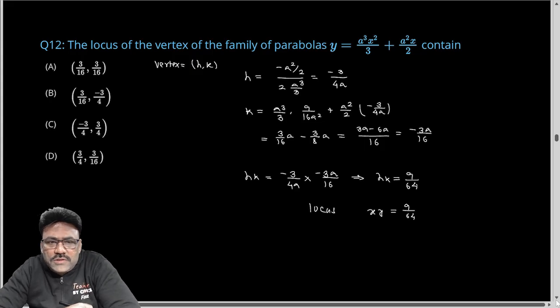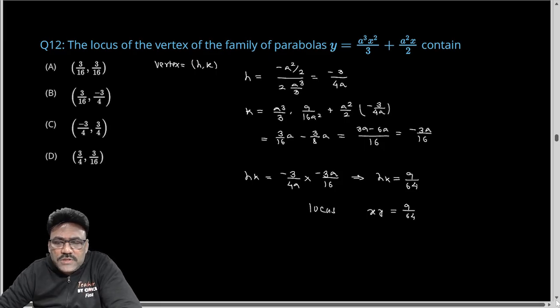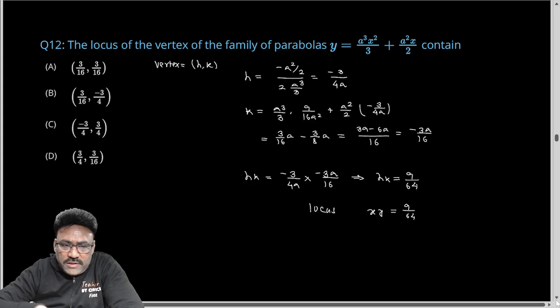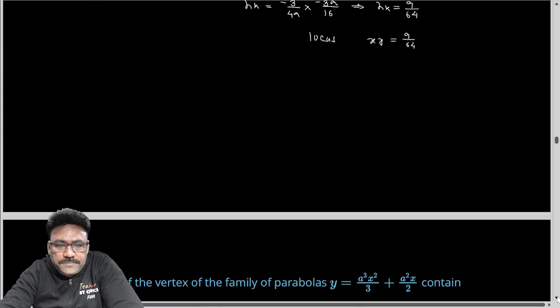And now you have to check that. In fact, in this question, they should have mentioned that a is the parameter, a should be eliminated. The locus is xy is equal to 9 by 64. And now you have to check out of these 4 points A, B, C, D, which point satisfies the locus? So obviously A doesn't satisfy, B doesn't satisfy, C doesn't, D satisfies 9 by 64. So option D should be the correct option here.